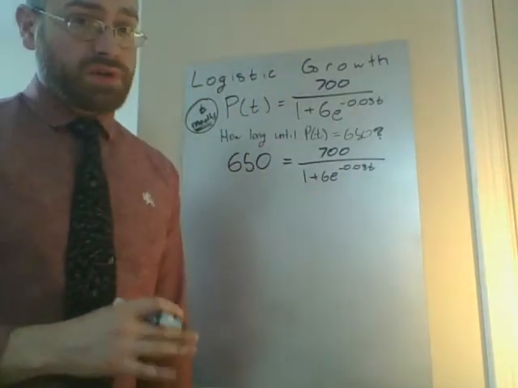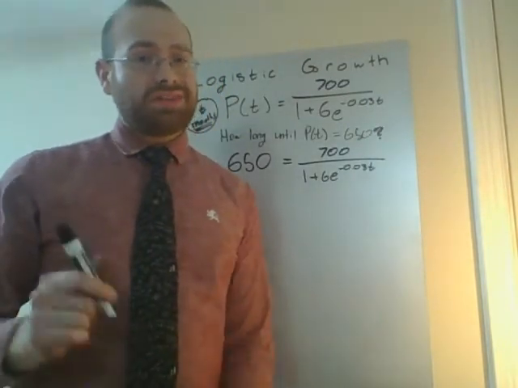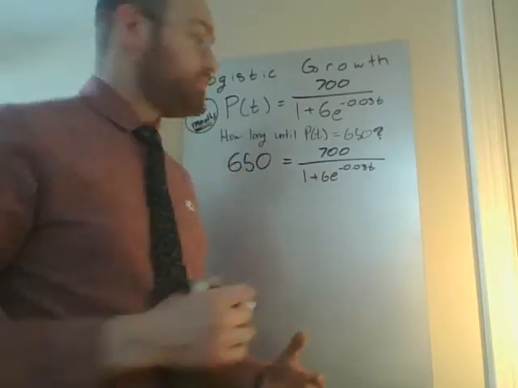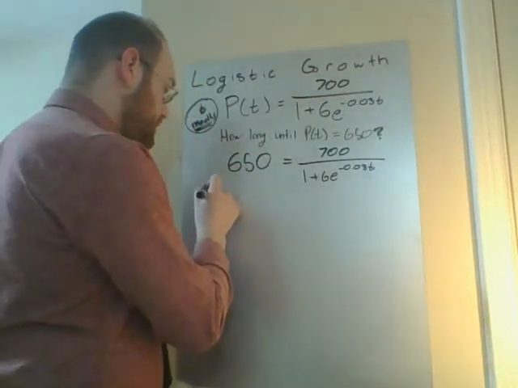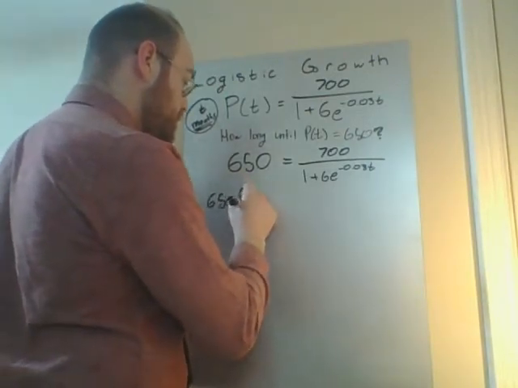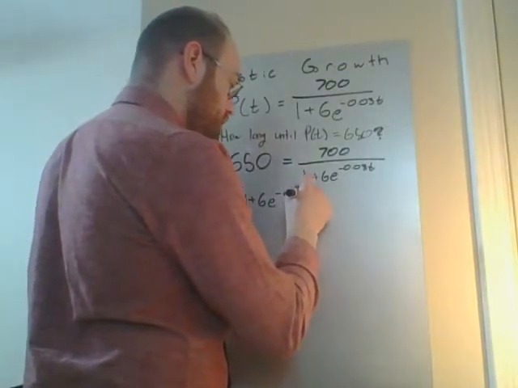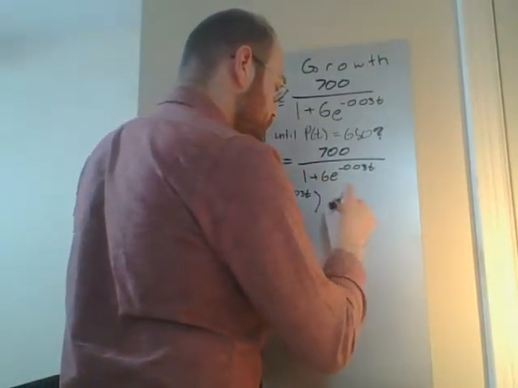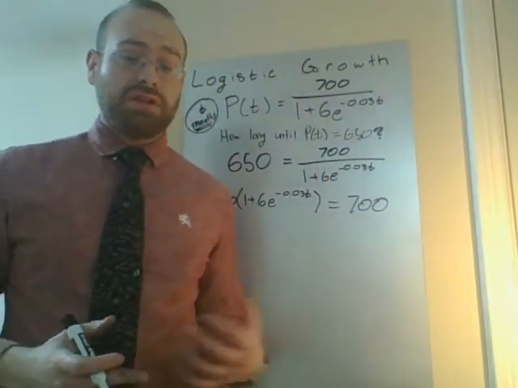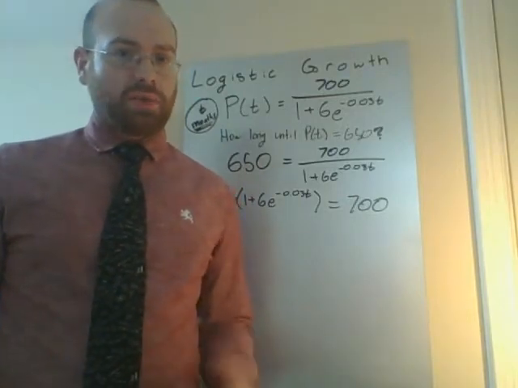And this looks really awful because our variable's down in the denominator. And what am I going to do? It's actually incredibly simple. Just multiply everything by the denominator. So in one step, we go to 650 times 1 plus 6e to the negative 0.03t equals 700. And now we don't have any more fractions. That's completely legal to do in math, and it saves us a lot of work.